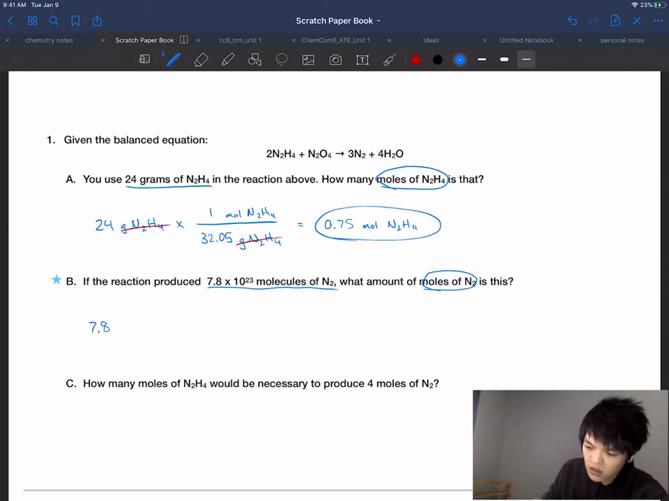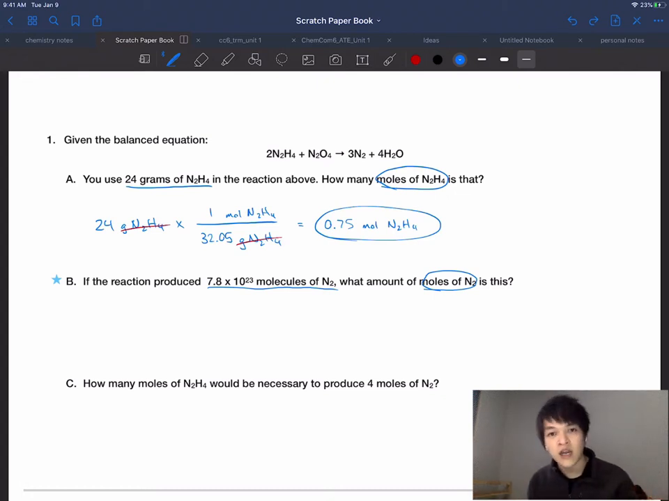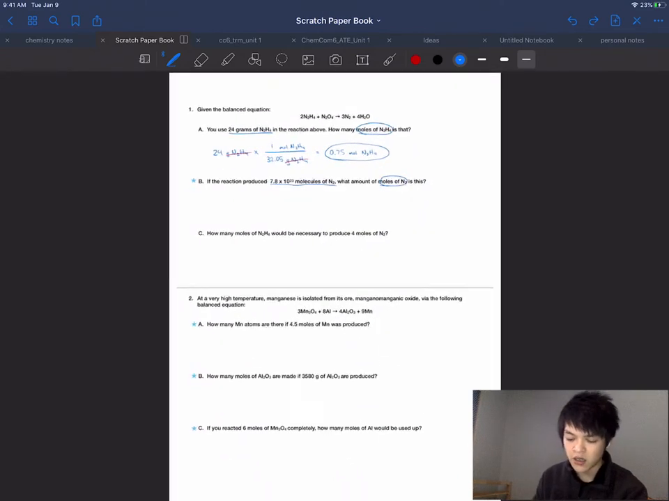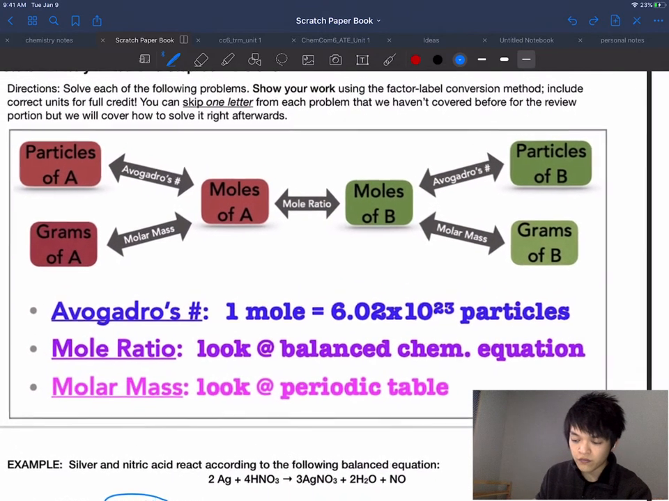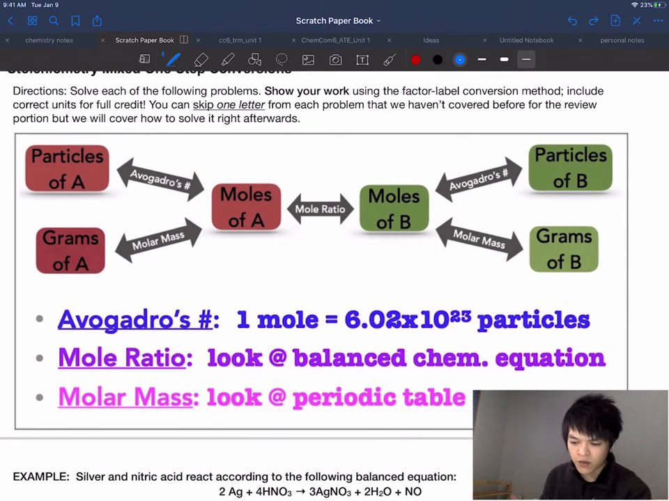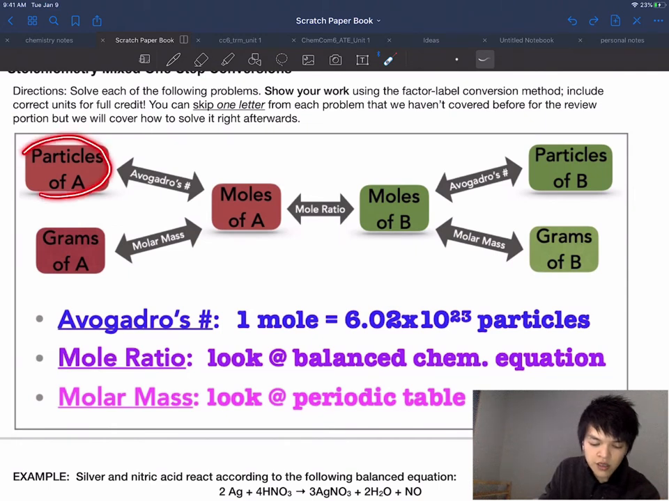7.8. Let's talk about the flowchart first. So we're talking about molecules. Molecules and atoms are considered particles. They're tiny things. And we're trying to convert to moles. So a particle to a mole conversion. Let's look at our flowchart. According to our flowchart, we're trying to convert from a huge number of molecules of N2. That's this, particles of A. We're trying to convert to moles of the same substance, N2, moles of A.